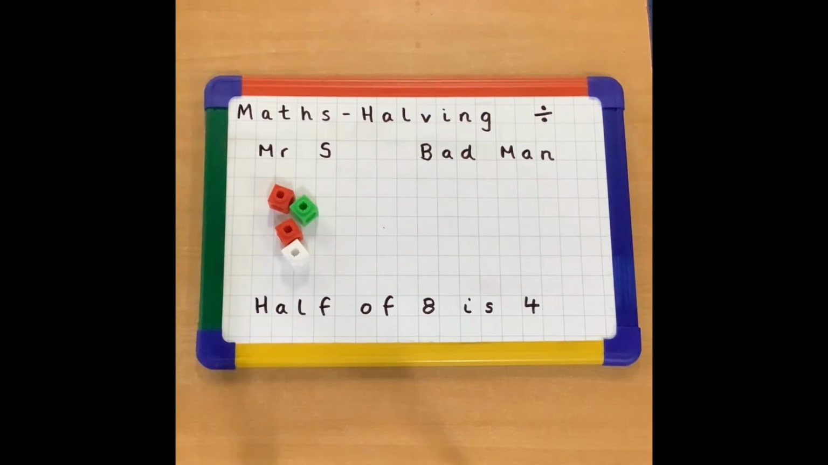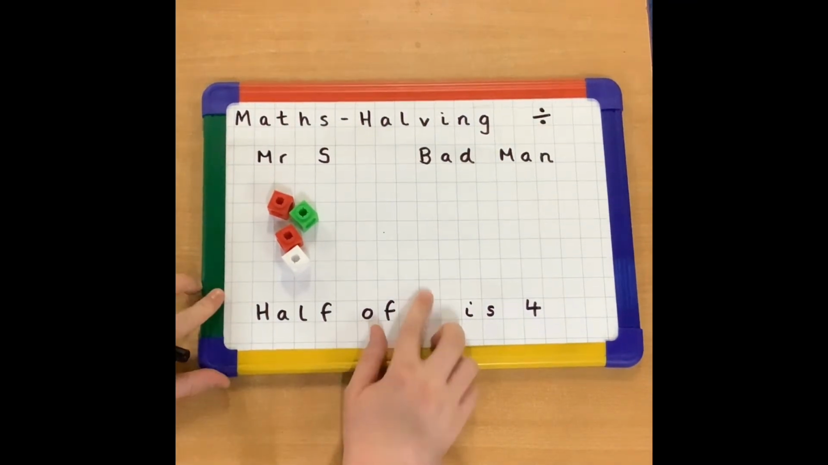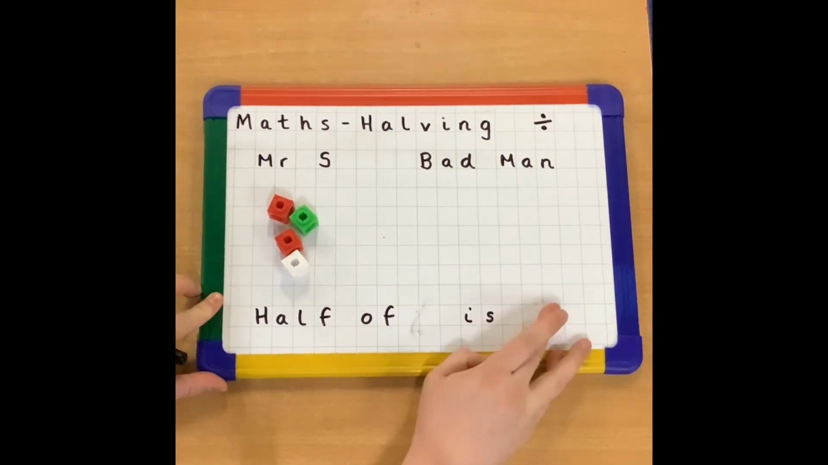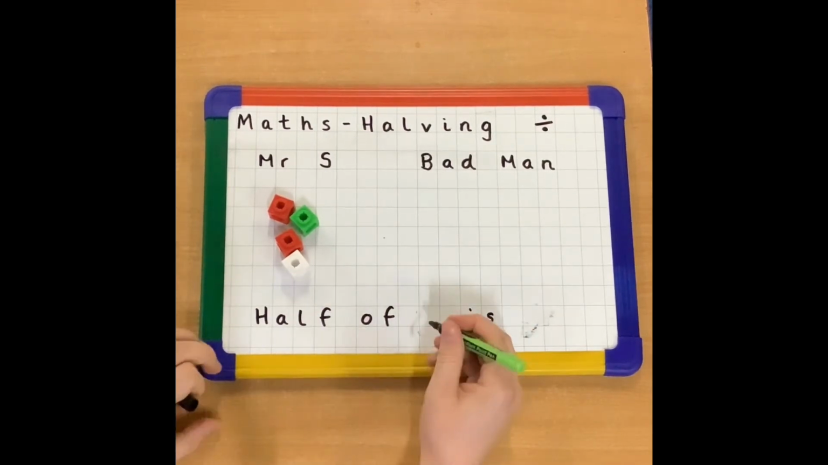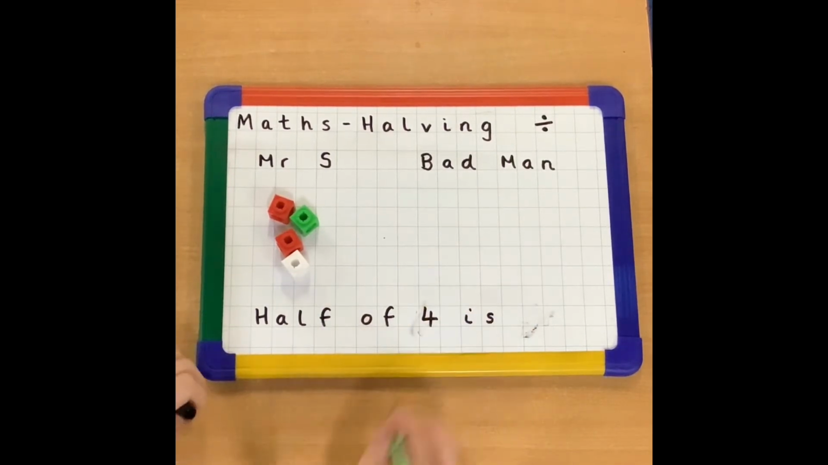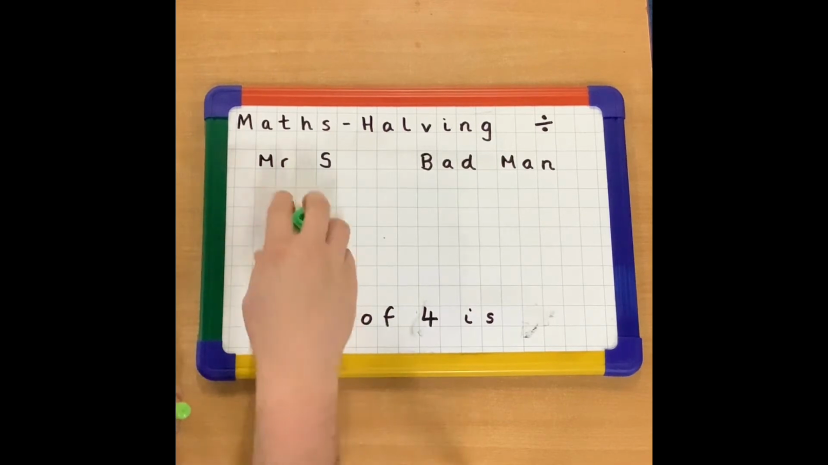What could we do next? The bad man came back, didn't he? So Mr. Stillwell's now only got 4. He came back to get another half, didn't he? So half of 4 is how many? So we're going to have to do exactly the same again.